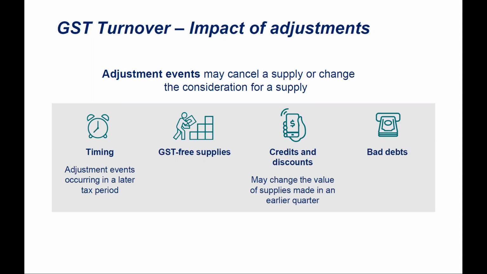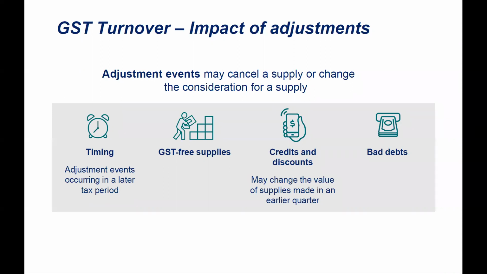As an example, just say you make a supply in the test period, say in the three-monthly period from June to August 2021, and you supply some services for $550, including GST. Then say in September 2021, you offer a discount to the customer of $220, including GST, for prompt payment.